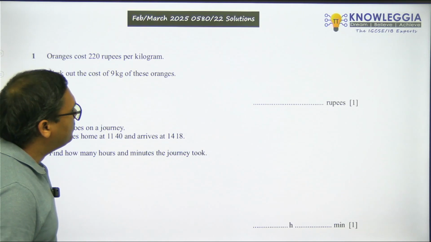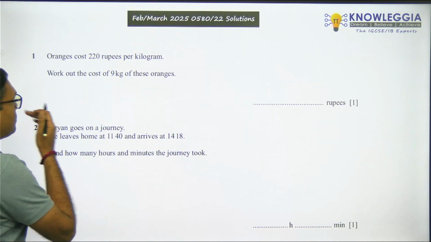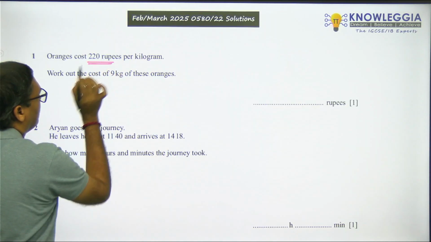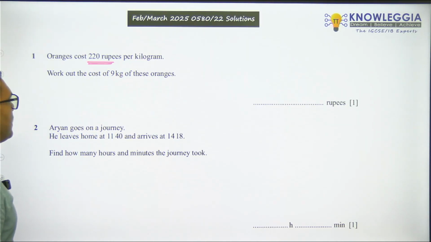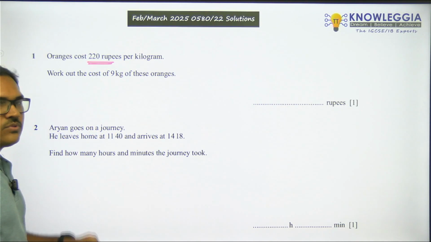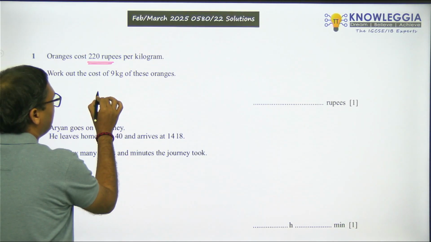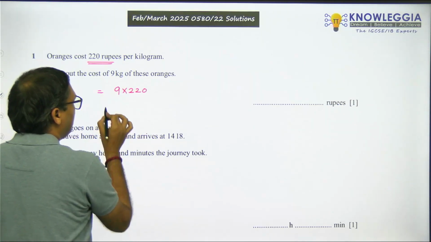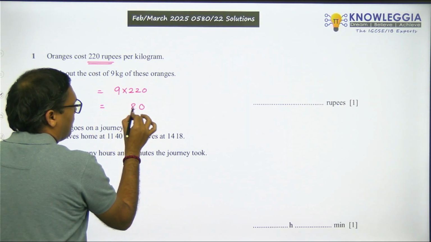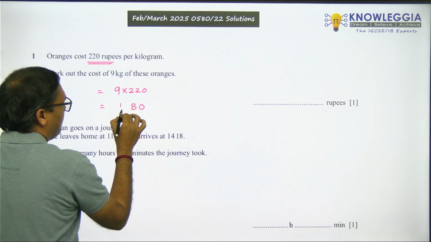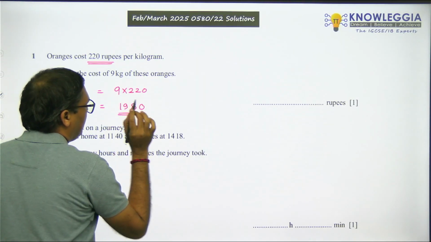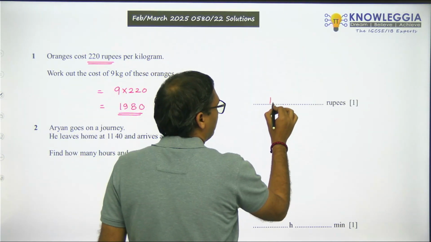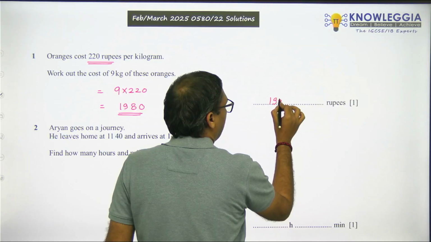Okay, so let's start with the first question. The oranges cost rupees 220 per kilogram. Work out the cost of 9 kilograms of these oranges. So you can clearly see what is the cost of 9 kilograms. This is 9 into 220. So you can see this is 0, 8, and this is 90, 18, 90. So 1980 rupees. So that is the answer for the first question, 1980.